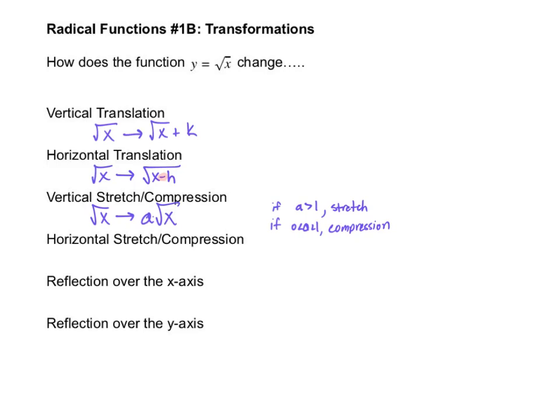All right, so if we jump over to horizontal, that's occurring inside of our square root. So that's going to look like the square root of 1 over b times x. All right, so we're taking the reciprocal this time. So if b is greater than 1, it's a stretch horizontally. If b is between 0 and 1, it's a compression.